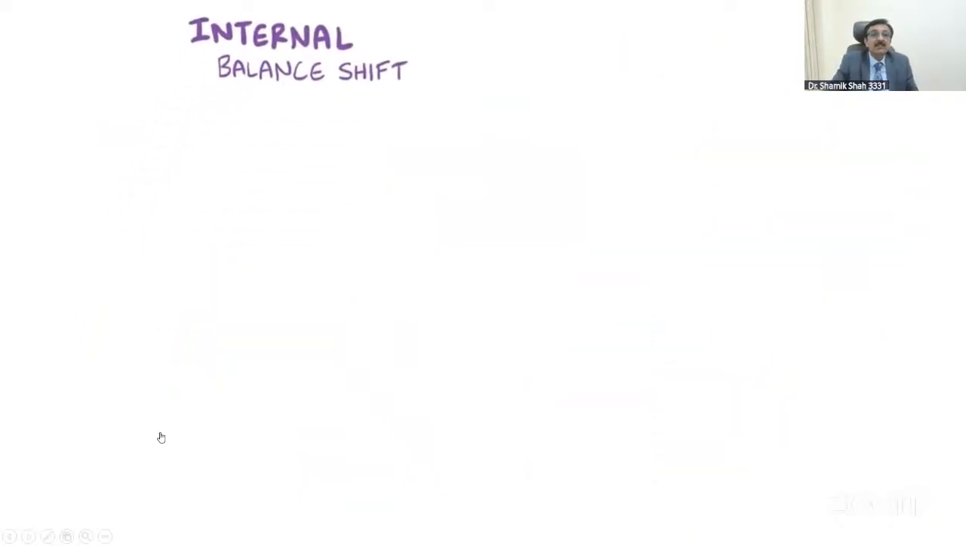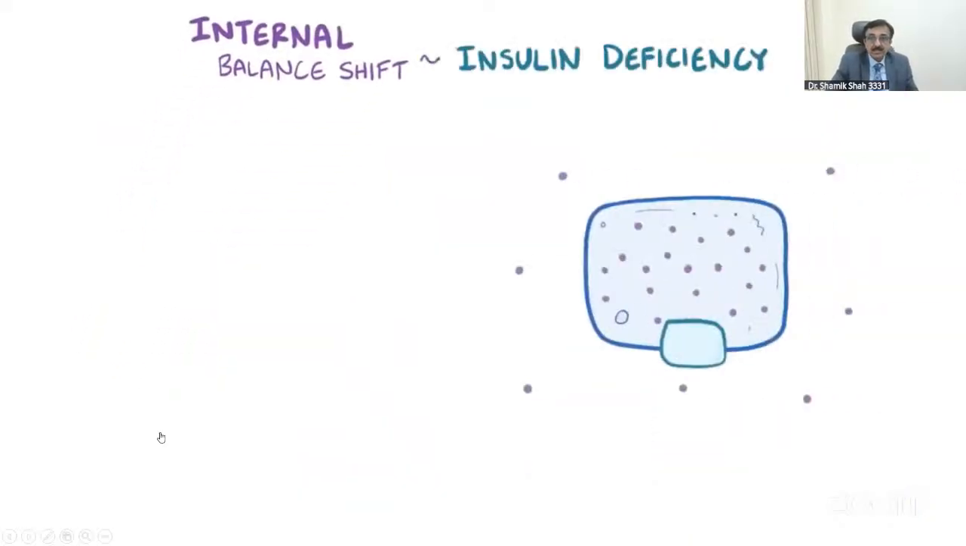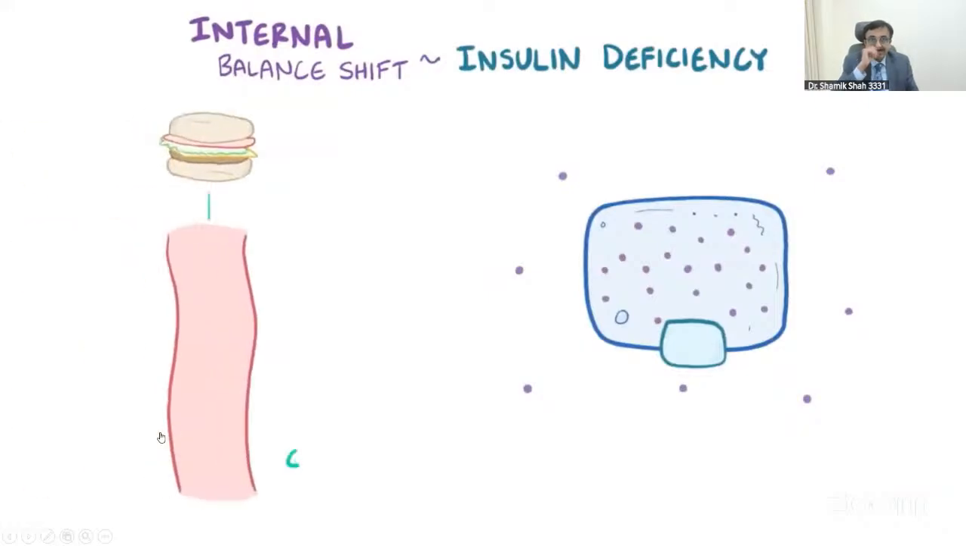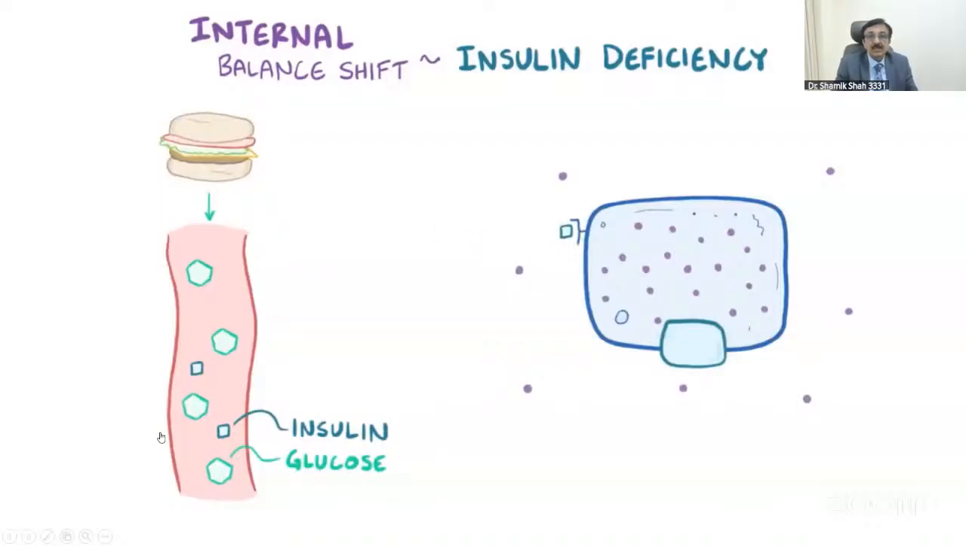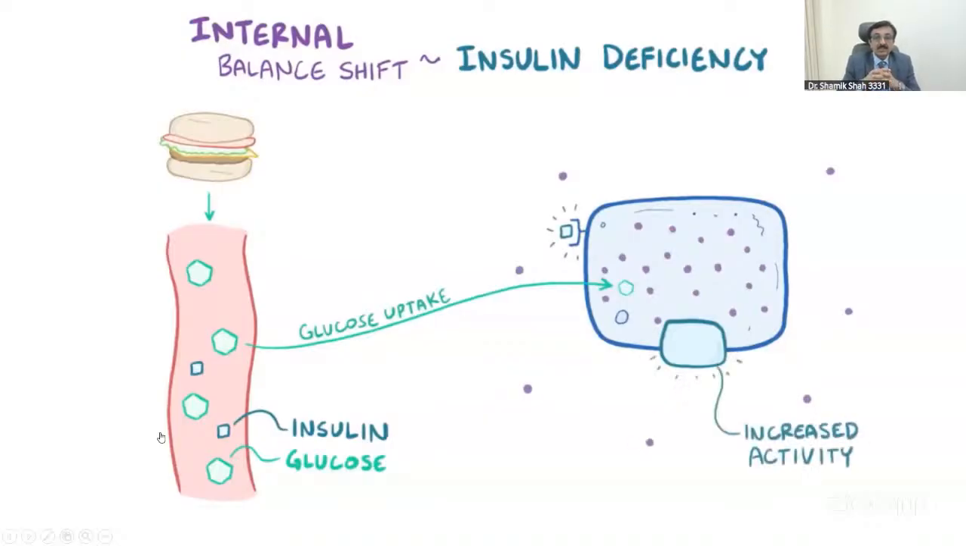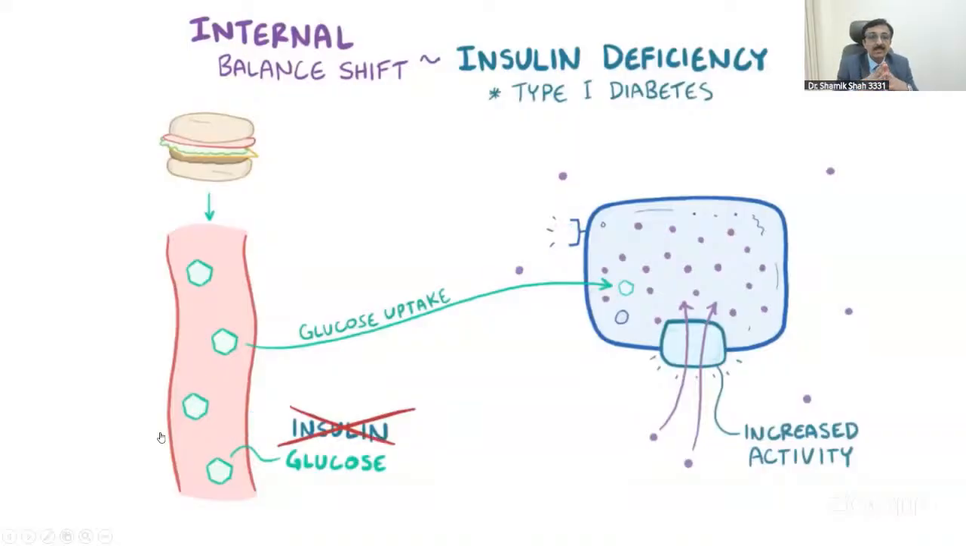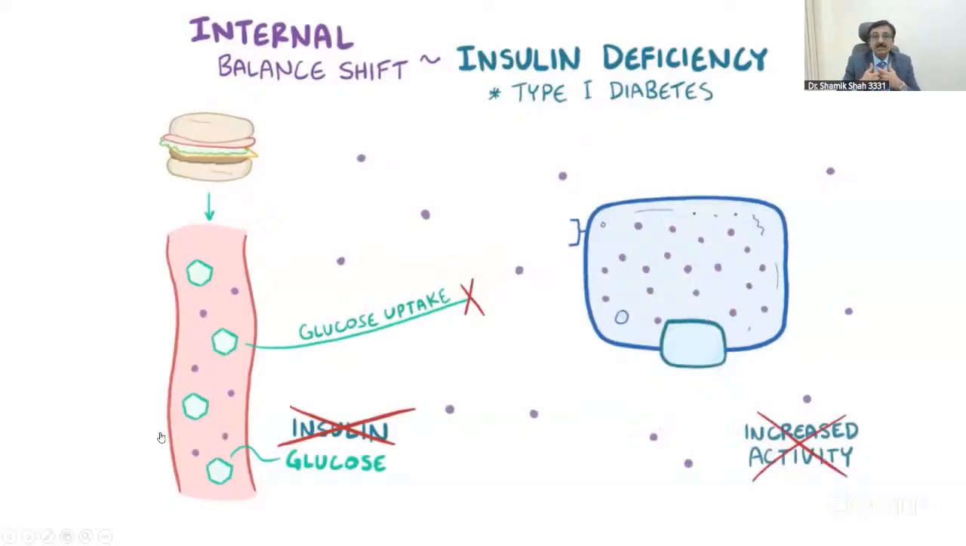Again, we'll talk about the internal and external balance shifts, right? In internal balance shift, there is insulin deficiency, especially seen in children who have type 1 diabetes. We know that insulin is required for glucose uptake in the cells and for the activity of the sodium potassium ATPase pump. But when there is type 1 diabetes, the patient does not produce insulin, so glucose uptake is affected. There is decreased activity of the sodium potassium ATPase pump, so more potassium remains outside in the blood, which causes hyperkalemia.